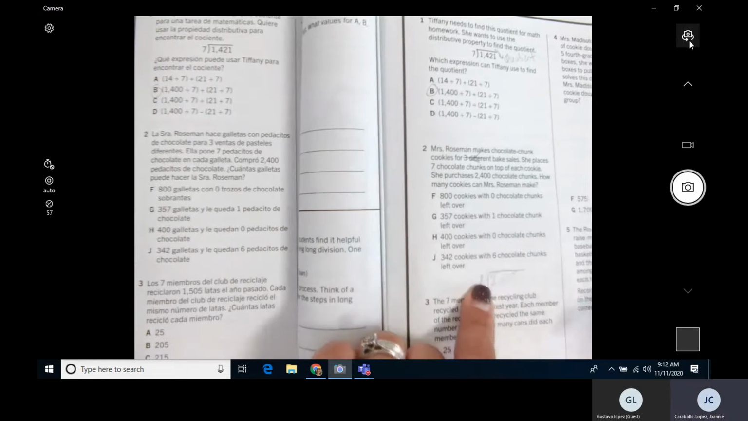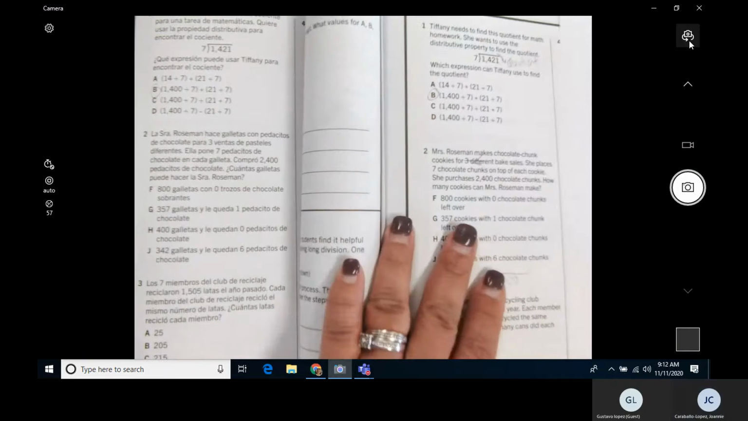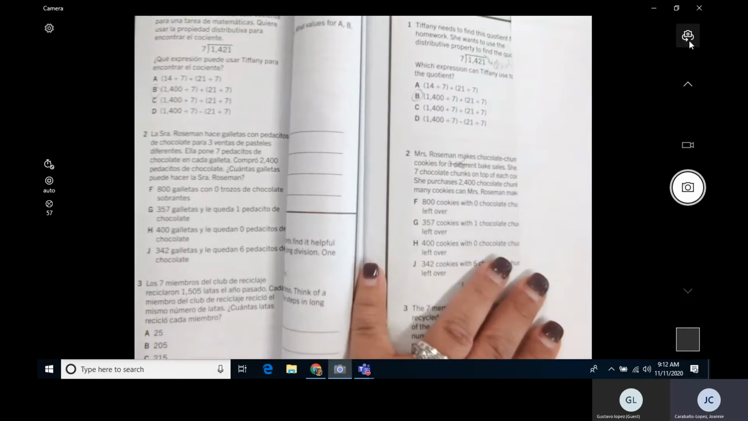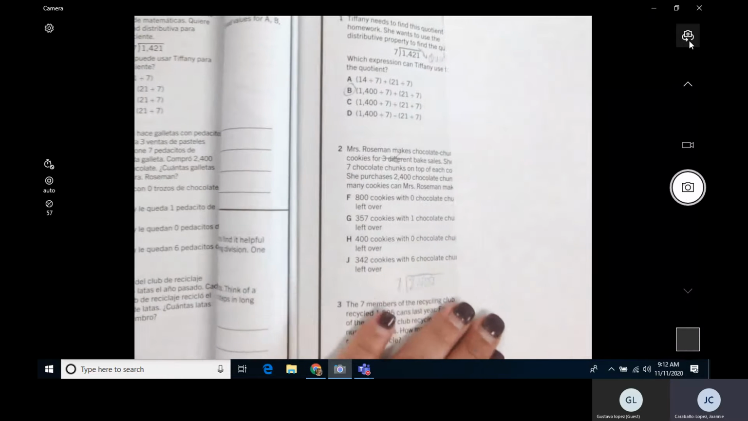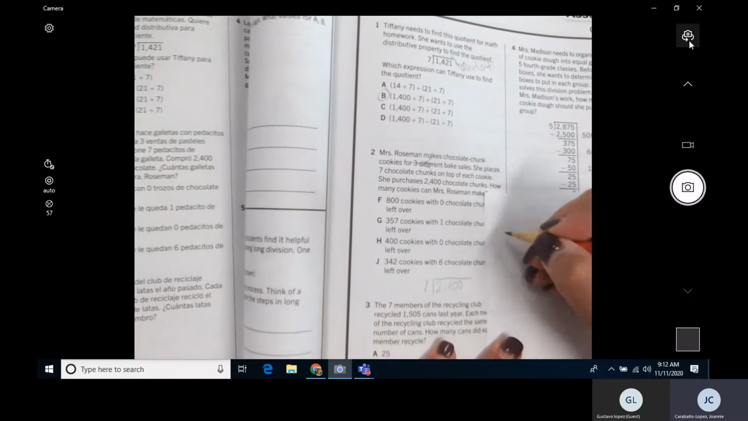Okay, so really quickly, this is going to be long division, right? So I'm going to have to work out this problem here. So if you did not work out the problem, will I count it correct? No, because you need to show me how you got your answer. So, si usted no trabaja el problema, no lo cuento como que está correcto.